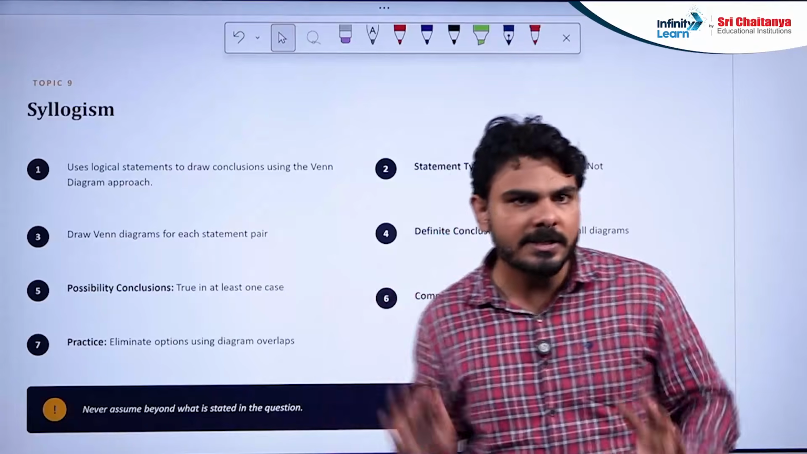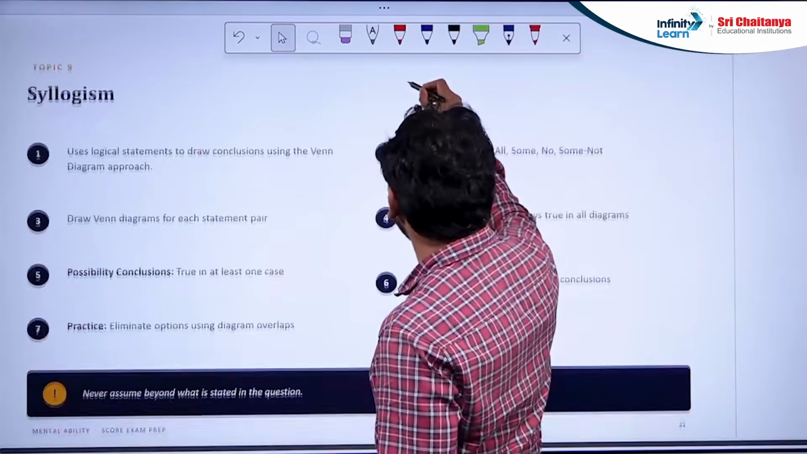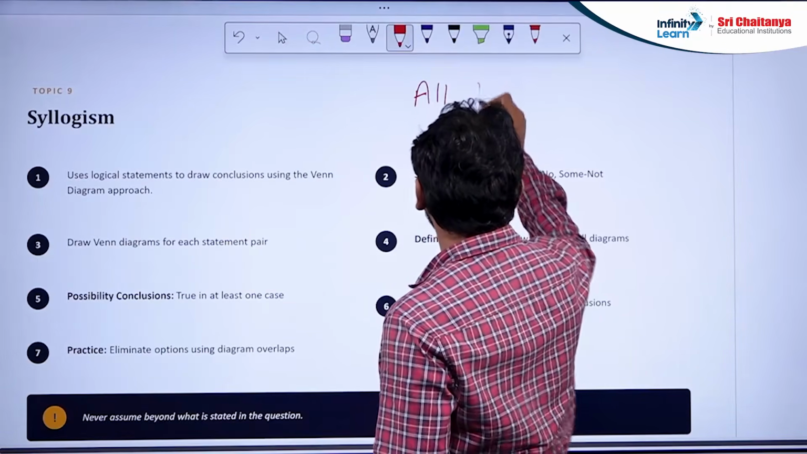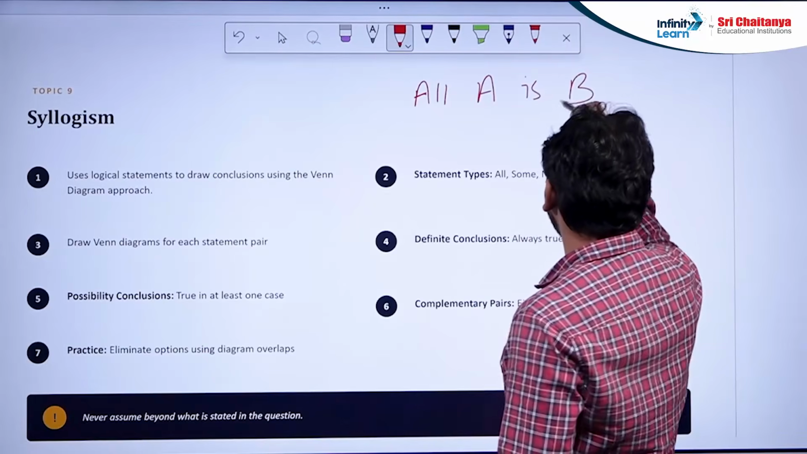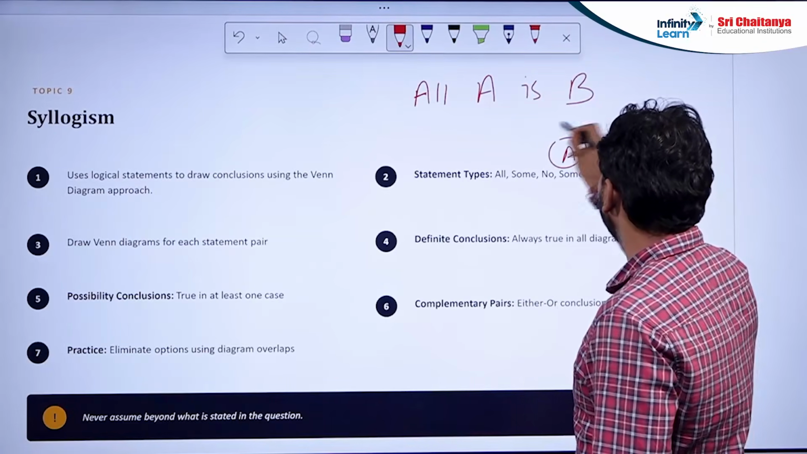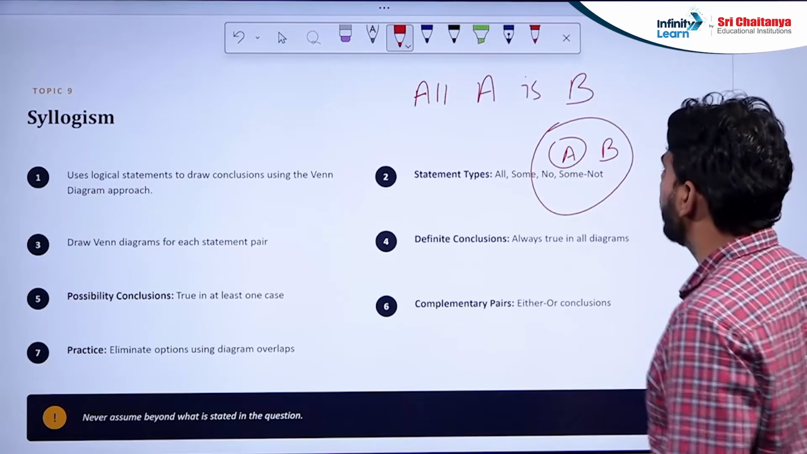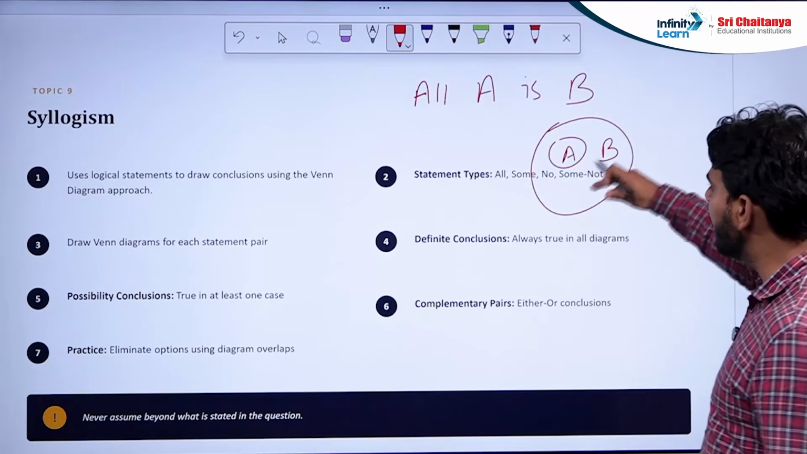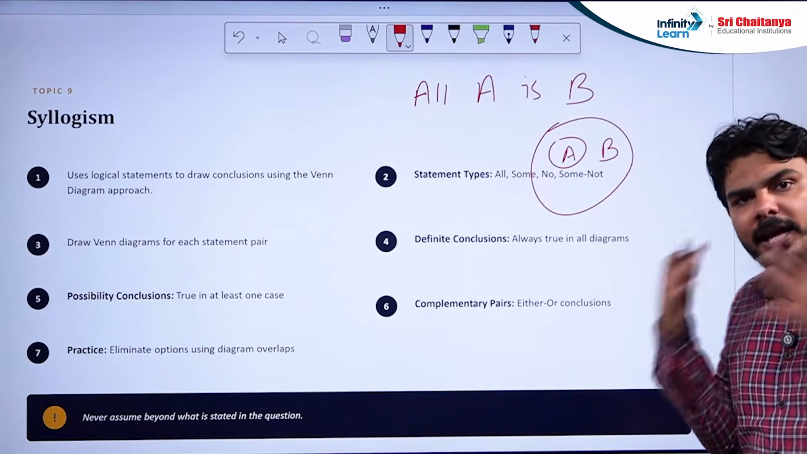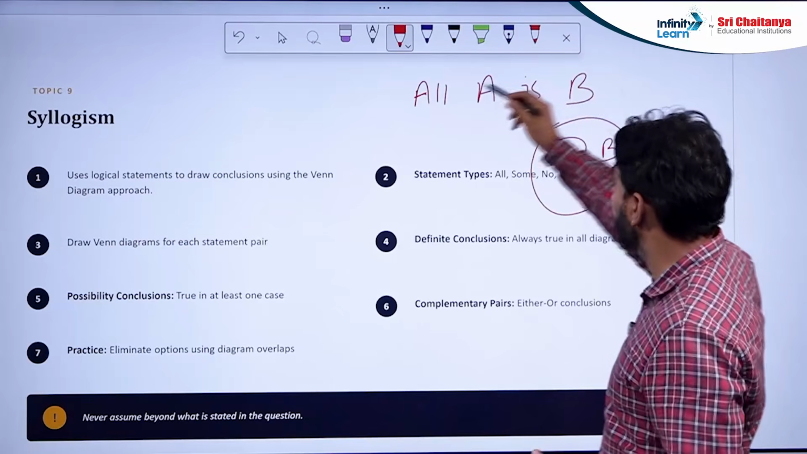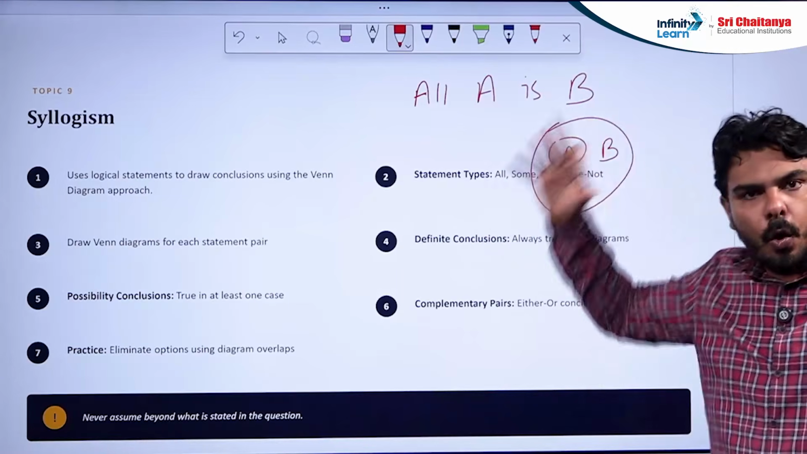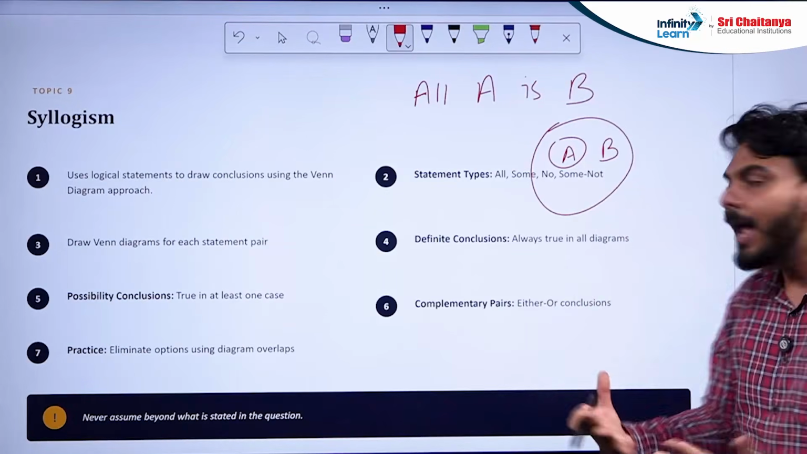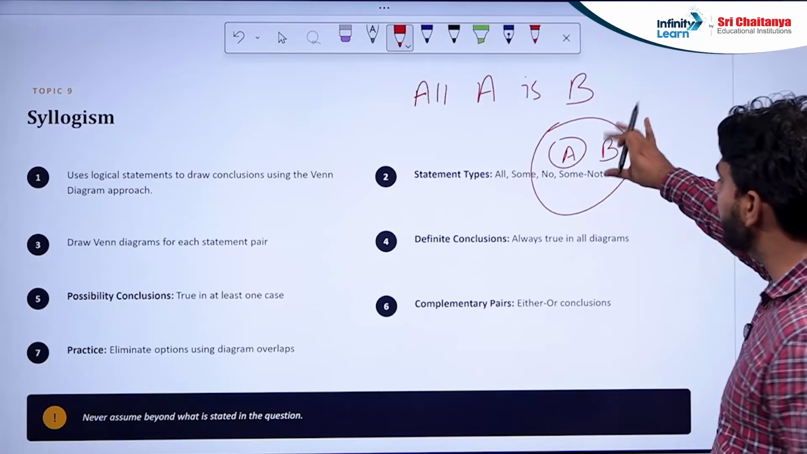You just have to understand that when we are given all A is B, the Venn diagram will be like this. We will study it in detail. Like you can see here, all of A is coming inside B. It clearly shows that all A is B. All A means the whole of A is B, which means the whole part of A should come inside B. So this statement is clearly represented by this Venn diagram.